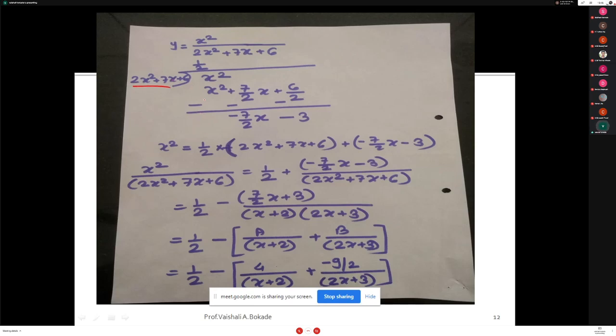Yes, and what I'm getting is x square plus 7 by 2x plus 6 by 2. I am just going for division and I'm having a remainder here. The remainder is minus 7 by 2x minus 3. Further, I'm just using the formula: dividend is equal to divisor into quotient plus remainder, that is x square is equal to 1 by 2 into 2x square plus 7x plus 6, plus this remainder I am just writing.